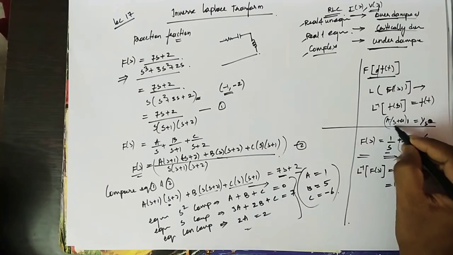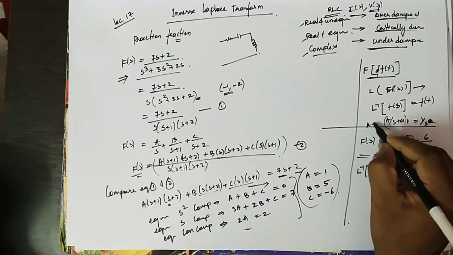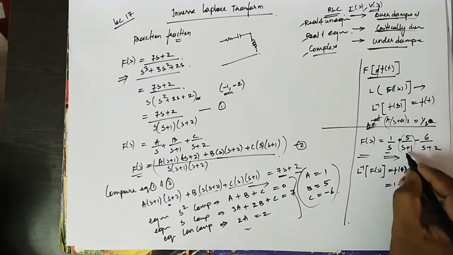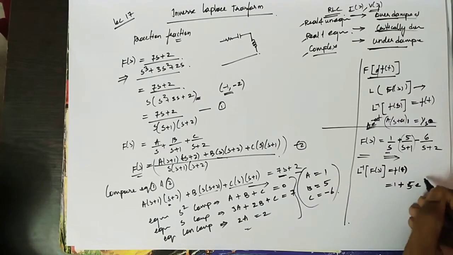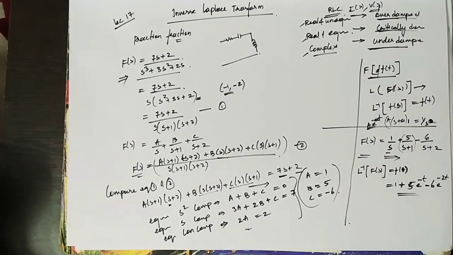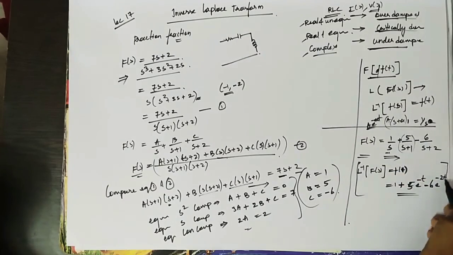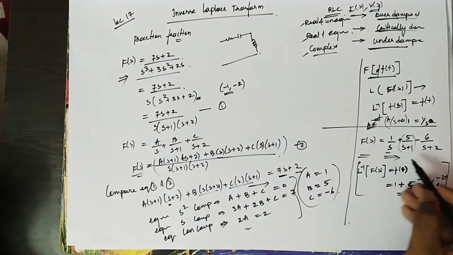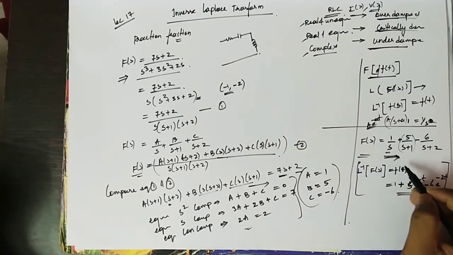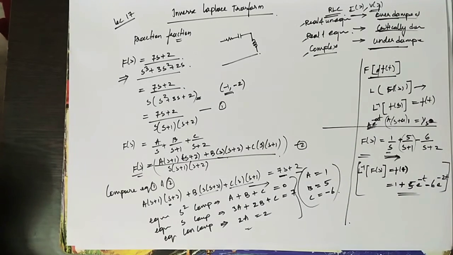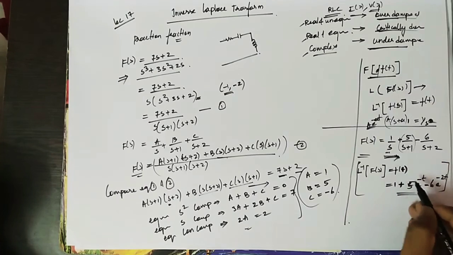So Laplace inverse of a by s plus a is a into e power minus at. So e power minus at. So 1 plus 5 into e power minus t minus 6 into e power minus 2t. Okay. So this is the Laplace inverse of this function. You already know, for solving this you need to know the inverse Laplace of a few functions, as already explained in the previous section. So 1 plus 5 into e power minus t minus 6 into e power minus 2t.